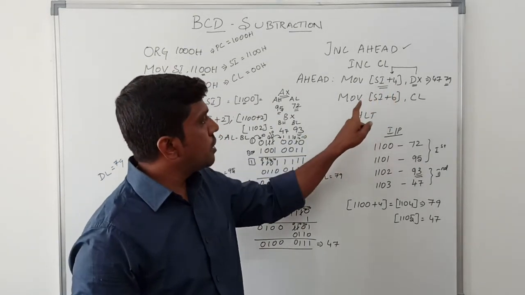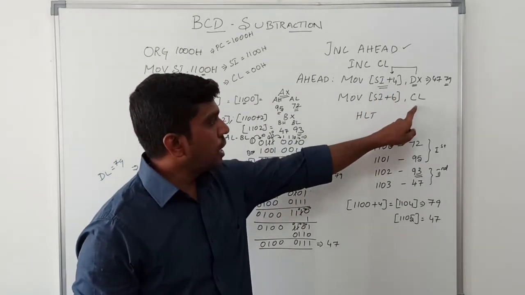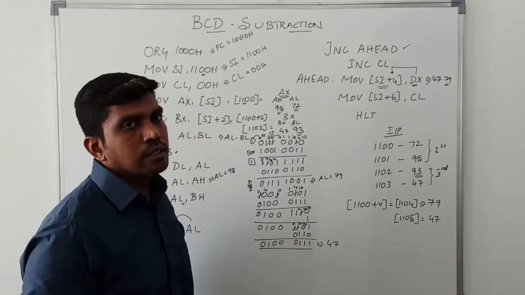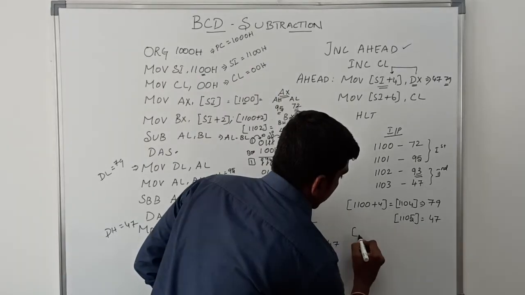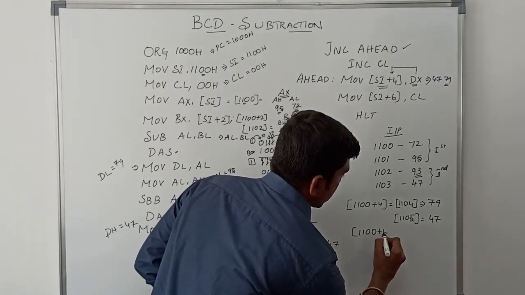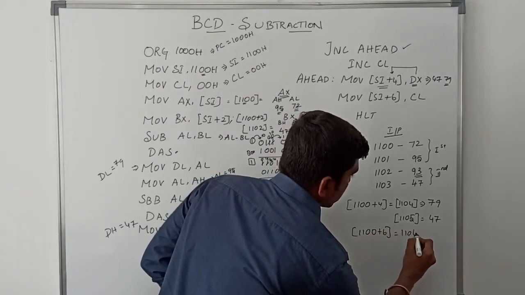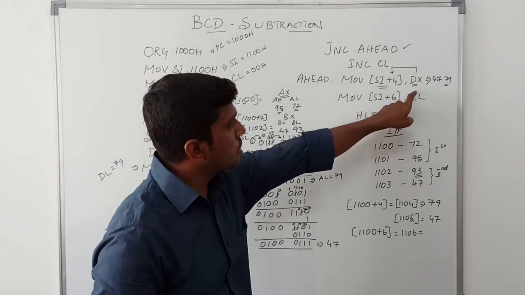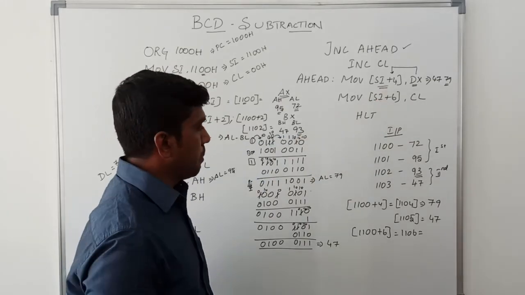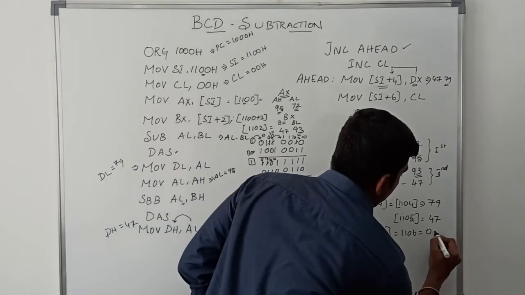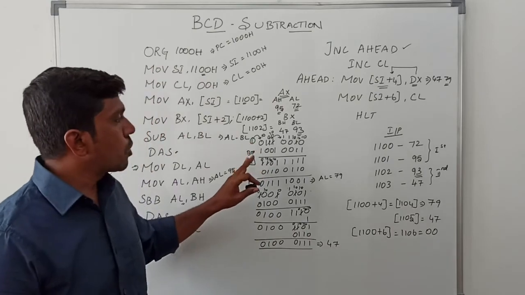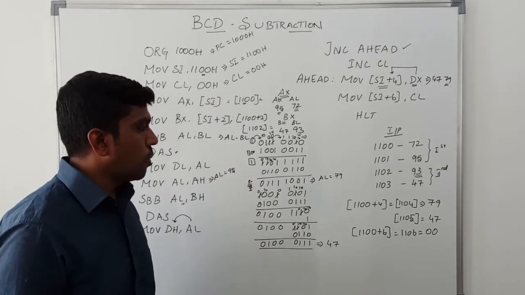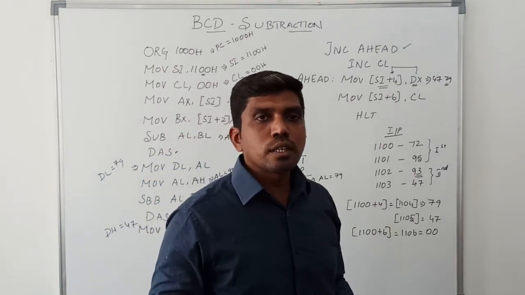After moving the data, next you move the carry value. This carry register value is transferred to the memory location SI plus 6. The SI value is 1100 plus 6, so 1106. In this memory location, whatever value is present in CL, this content is transferred. The CL register content is 00. In this program there is no carry or borrow present in the subtraction operations. So I hope you understand the concept.